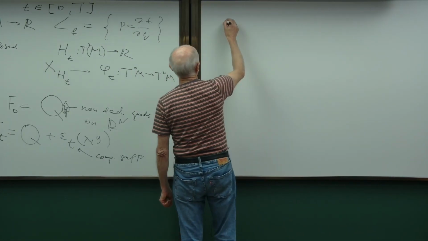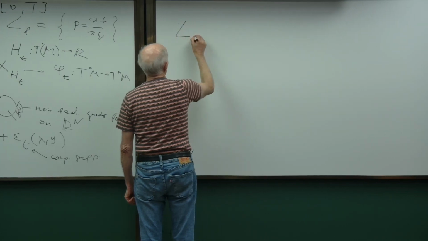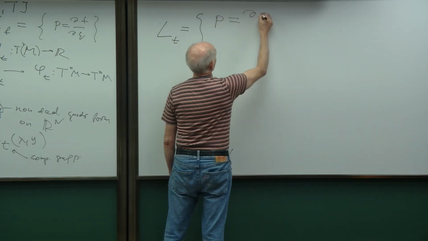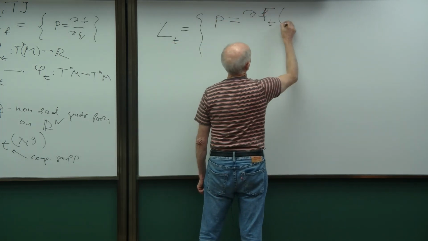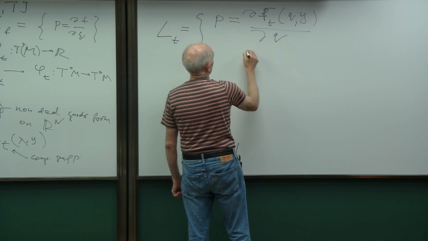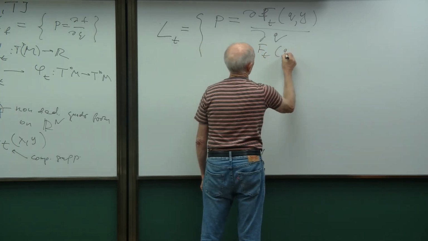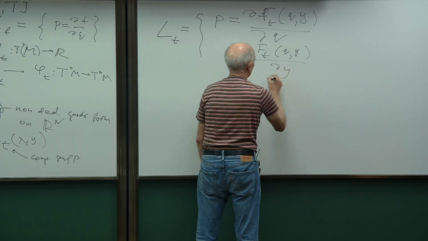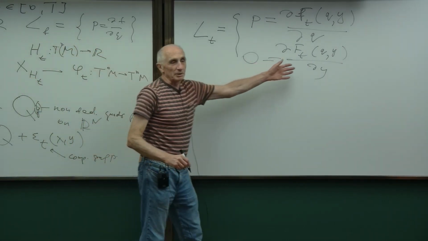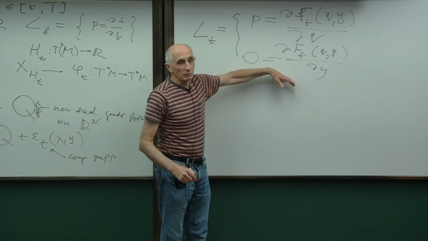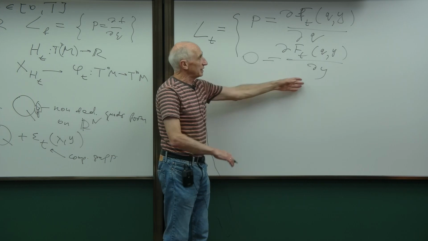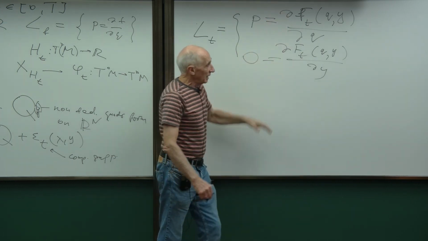ft generate our lt in the following sense, that lt is given by the equation p is equal to dft of qy over dq, and dft of qy over dy is equal to 0. So I will explain the geometry of this last time. So that means that we're taking the cotangent bundle of M cross N.